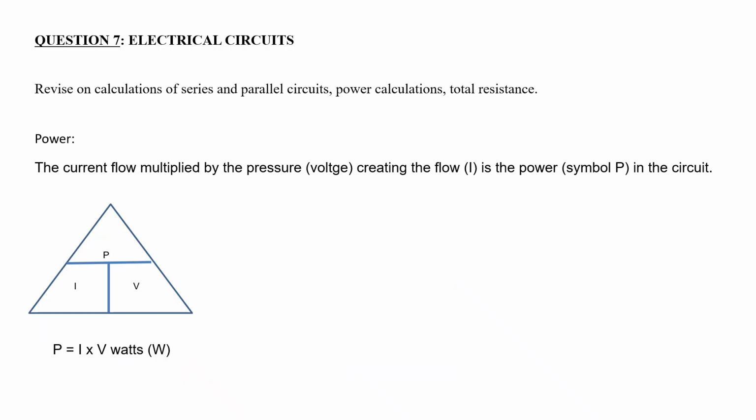Question 7. Electrical circuits. Revise on calculations of series and parallel circuits. Power calculations. For power, in the triangle, we put the P for power on top, the I for current left, and the V for voltage right. The current flow multiplied by the pressure, voltage, gives the power, symbol P, in the circuit. Power equals current times volts, and it's measured in watts.